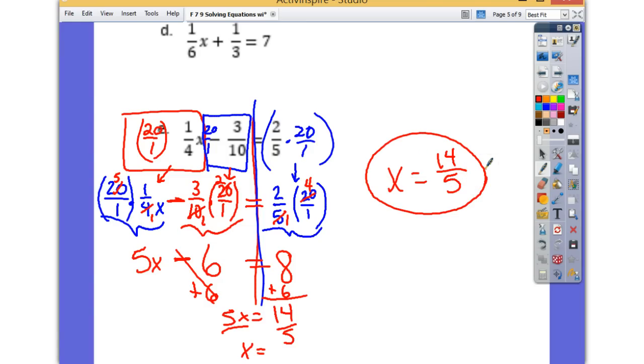If you did turn it into a mixed number, what would it be? How many times does 5 go into 14 without going over? 2, because 5 times 2 is 10. How many leftovers, how many remainders? 4/5. And then reverse it. Is 5 times 2 is 10 plus 4, 14 over 5? Okay. So if it was a mixed number, it would be 2 4/5.